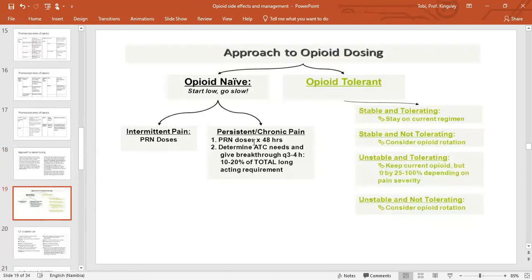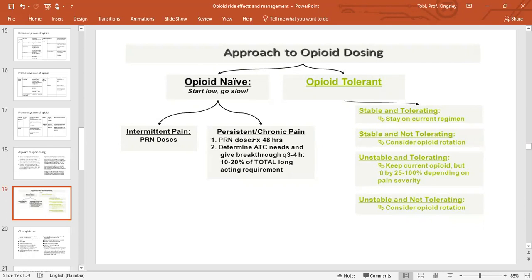All right, so this is a schematic diagram of what I'm talking about. Opioid naive, the dictum is start low, go slow. Okay, opioid naive individual, start low and go slow. For those who have intermittent pain, it's better you use PRN doses. For those who have chronic or persistent pain, you need to be careful so that you don't have overdose of your opioids, even at normal doses.